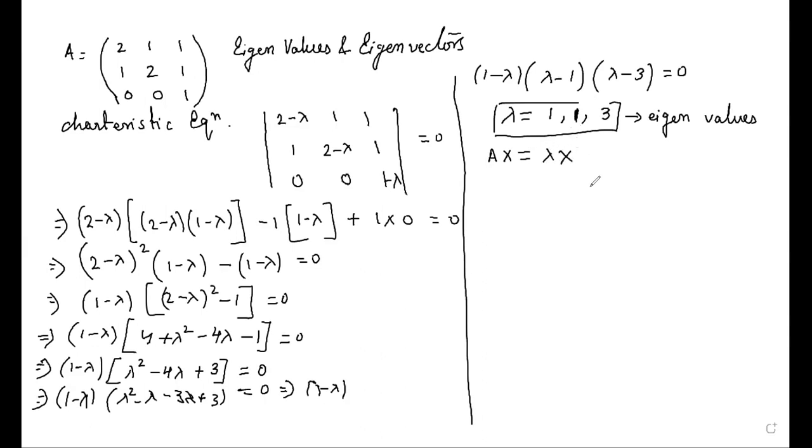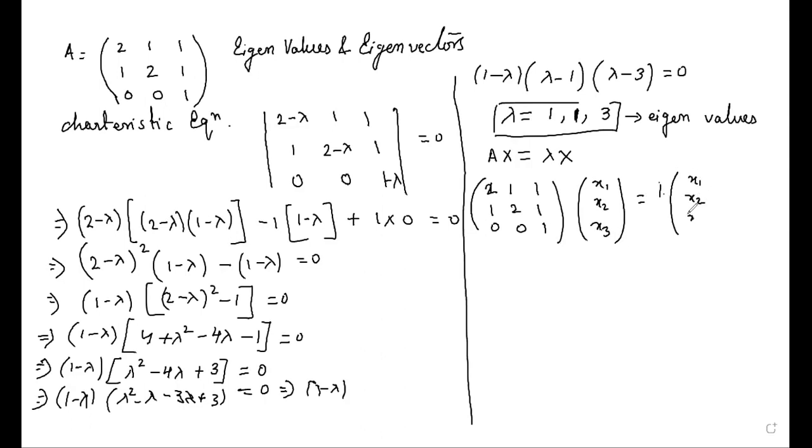Now A is [2, 1, 1; 1, 2, 1; 0, 0, 1]. What is our x? That is x1, x2, x3 equals lambda, which I'm taking as 1, into x1, x2, x3. So we will be getting 3 equations with 3 unknowns, and solving these 3 equations, we will get the values of x1, x2, and x3. So what is the first equation?